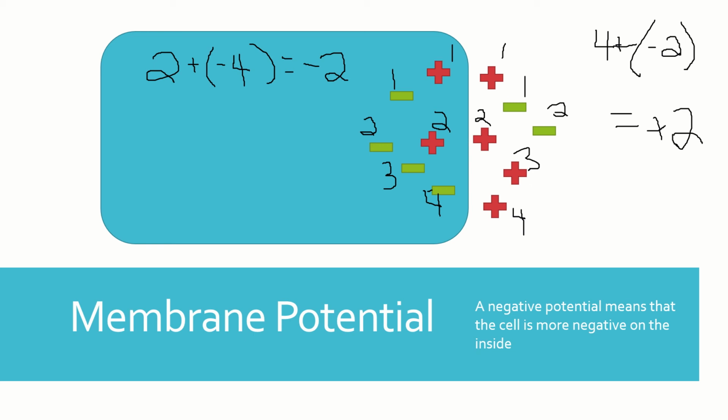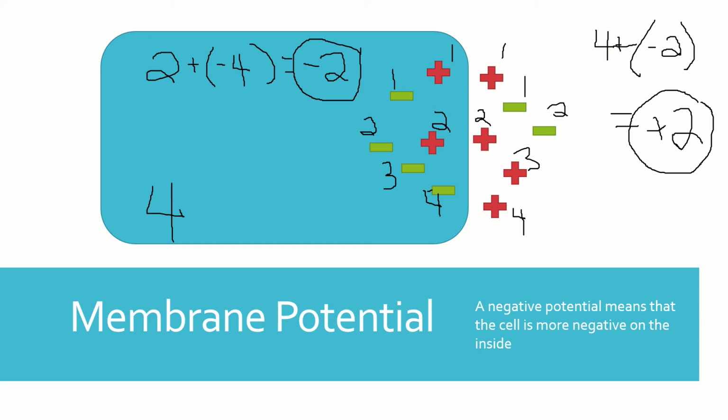So that's the charge on the outside versus the charge on the inside. Our extracellular charge is +2 and our intracellular is -2. So this means that there's a difference of 4, right? The numerical difference between -2 and +2 is 4.